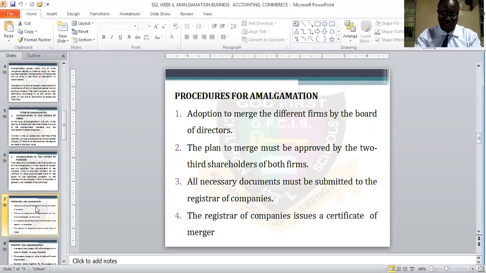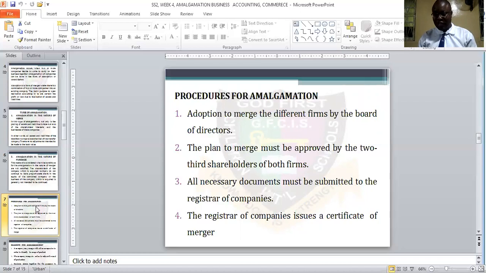Then let us look at the third procedure. All necessary documents must be submitted to the registrar of companies, by both companies, before they can merge the two companies together. Then the fourth one, the registrar of companies issues a certificate of merger.